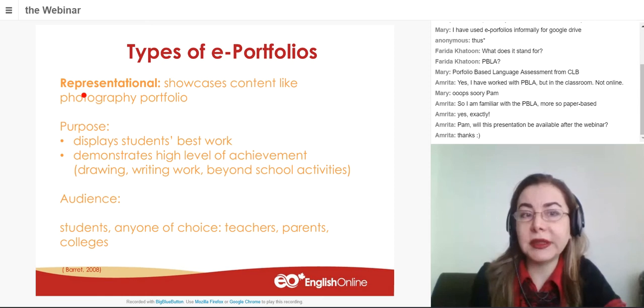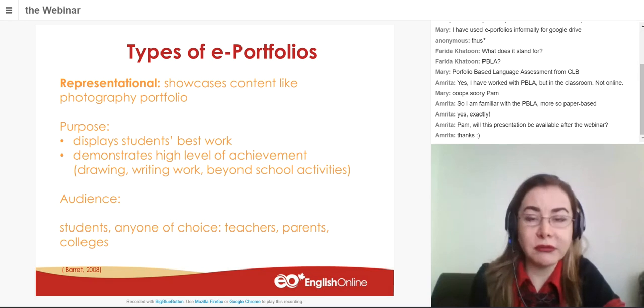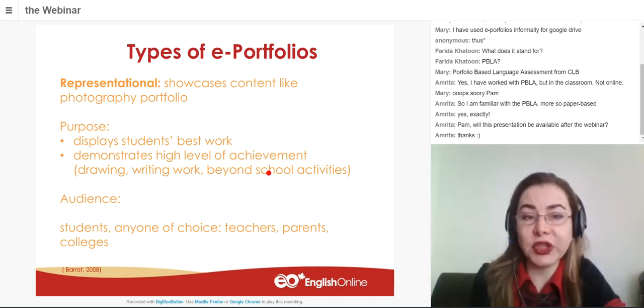And the third type here is the one that many people can use actually other than students. So if you're a professional who would like to showcase your work, could be for photography, artifacts, could be for work purposes, your resume, your reference letters, and so on, or could be for students who would like, again, to display their best work and demonstrate a high level of achievement.